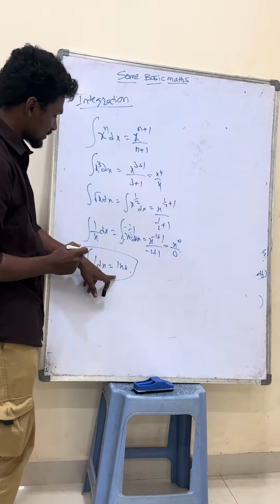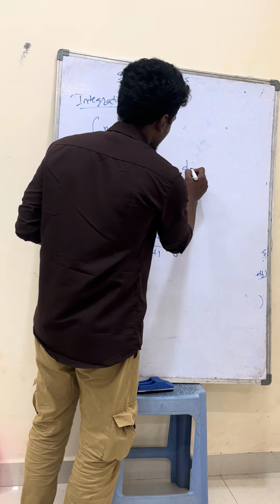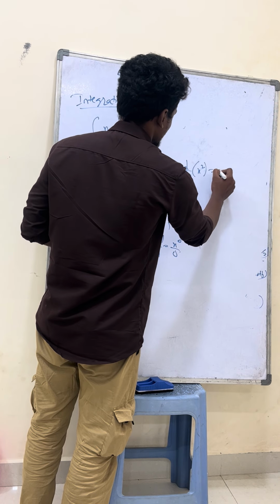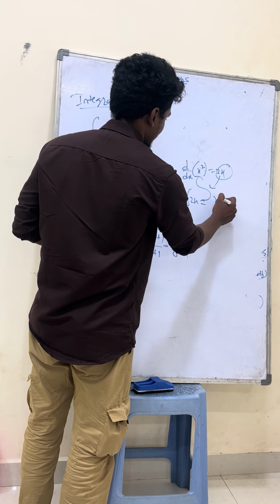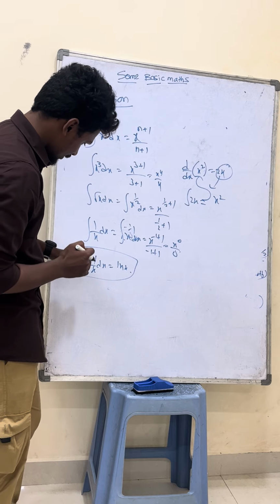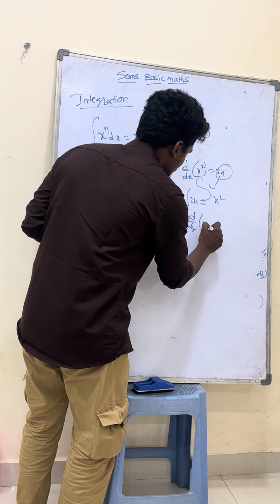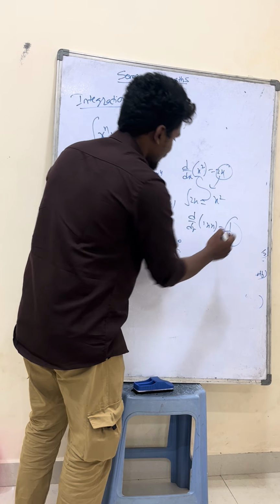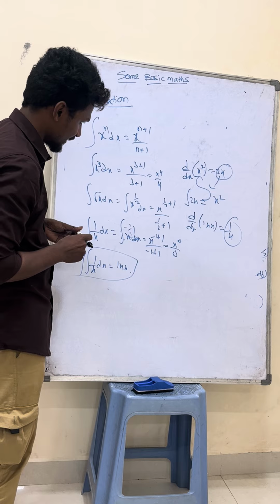Why? Because integration is nothing but anti-derivative of differentiation. Let's say you are differentiating d by dx of x square is equals to 2x. Now bring this guy, integrate 2x, then you will be getting x square. So integration is nothing but reverse process of differentiation. So that's why d by dx of ln x is equals to 1 by x. So that means if I integrate 1 by x, I should be getting ln x. So that is the idea behind this.